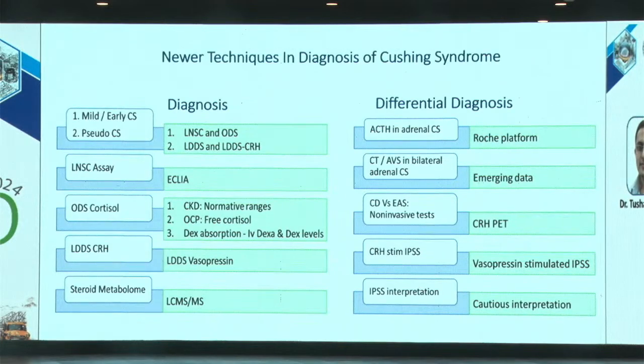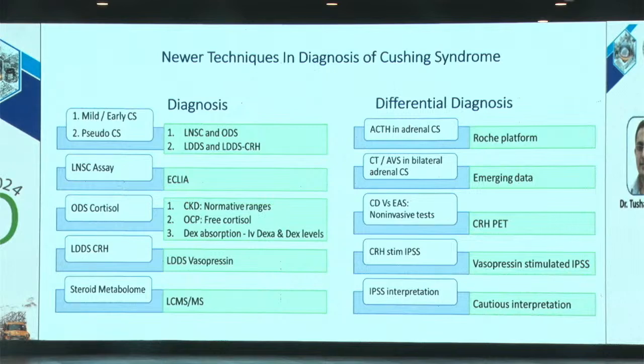So to summarize, we are looking at newer techniques in diagnosis of Cushing syndrome. We have talked about old gold standards. We have shifted to ODST and LNSC. There is LNSC data, which is the chemiluminescence, which is at a higher version with increased functional sensitivity, doing a good job. There are issues with ODST, but they have been circumvented with normative data and details which are available.